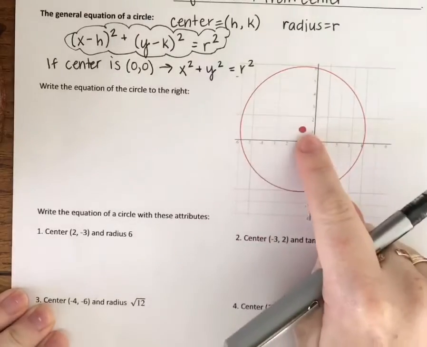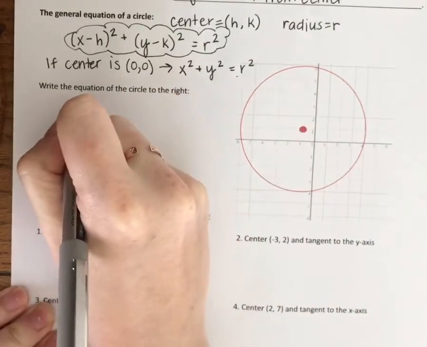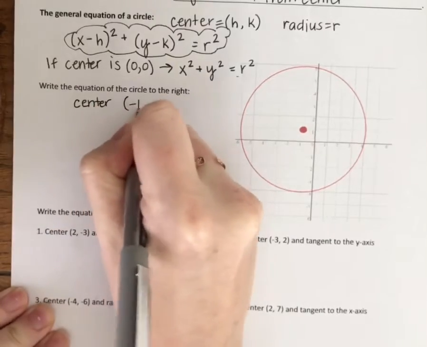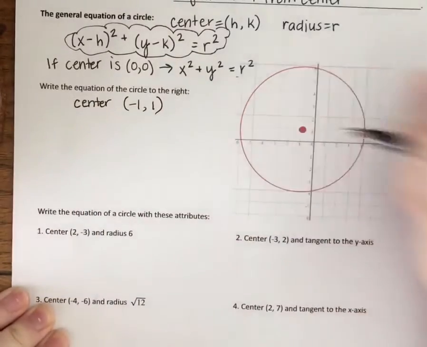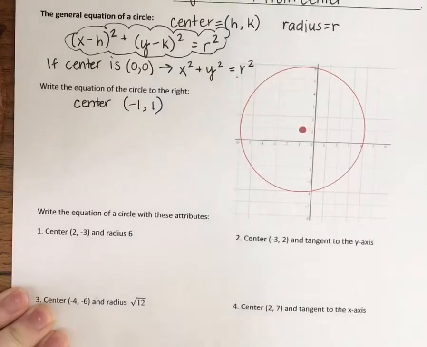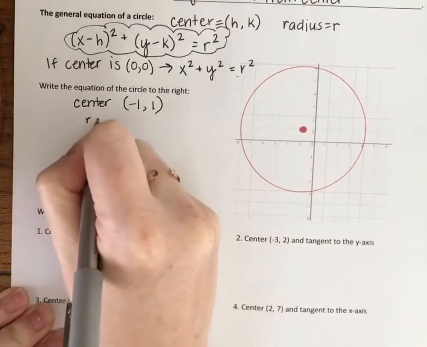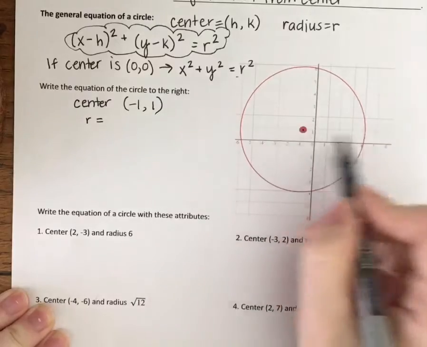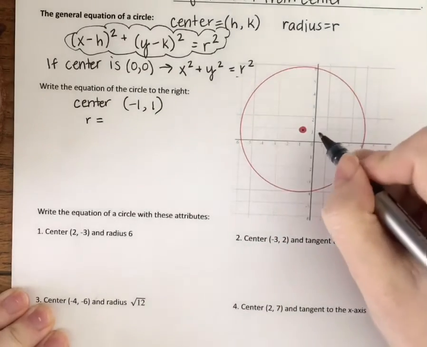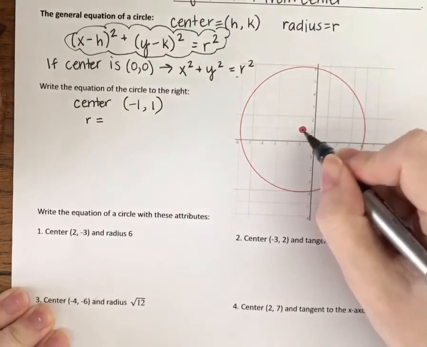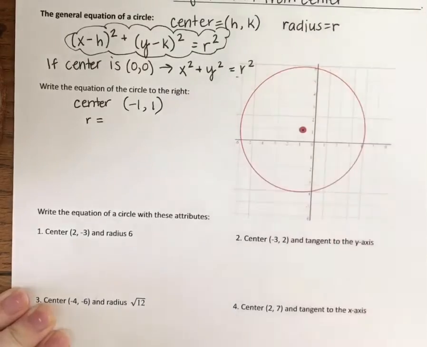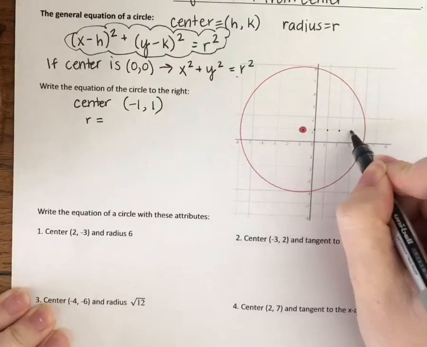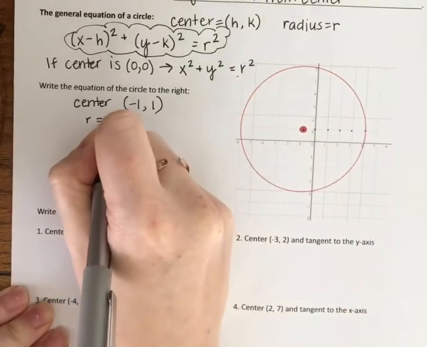If I look, the center of my circle is at the point -1, 1. Right here is -1, 1. Okay, and then the other thing that I need to know is my radius. So from the center, I just need to count out to the edge of the circle and see how far that is. So you can go right, left, up, down, whatever you want. So this is 1, 2, 3, 4, 5 for my radius.